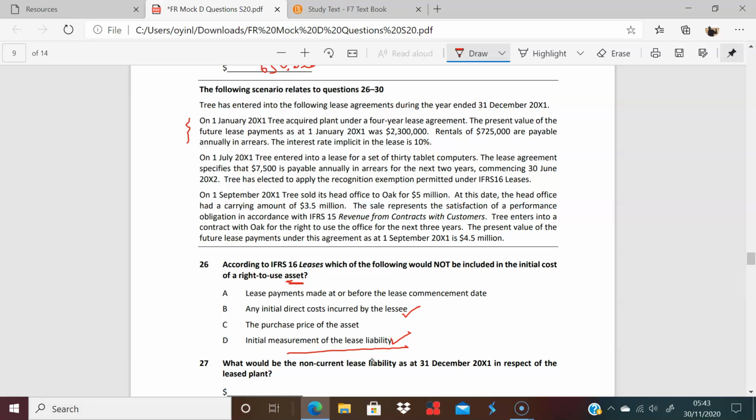And any lease payments made immediately or before. So any sort of deductions, if you like, almost credit the asset and debit the lease liability. So any major lease payments made initially can also be deducted. So the purchase price of the asset is not included here. It's driven by the liability itself, the lease liability. So the answer here is C. This is the one that would not be included, because we're basing it on the liability itself, right? It's almost like a matching concept.